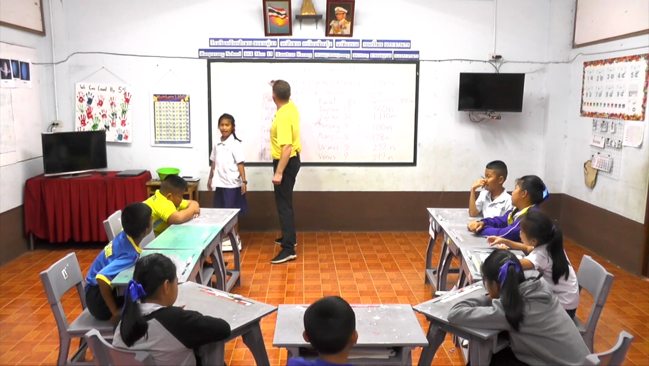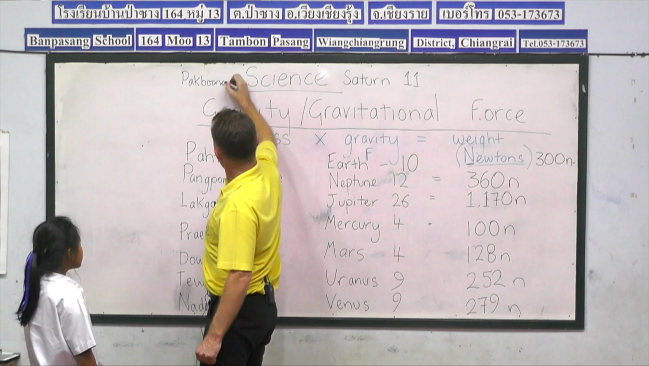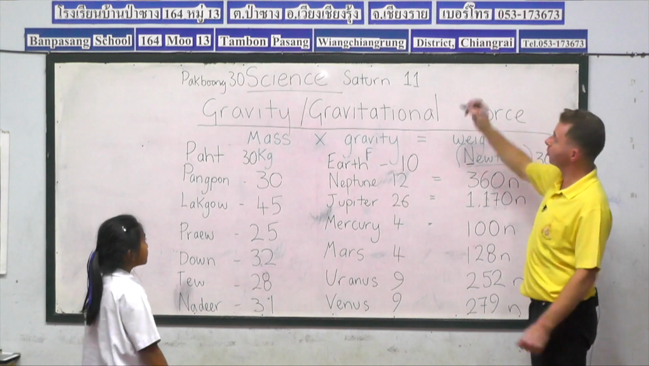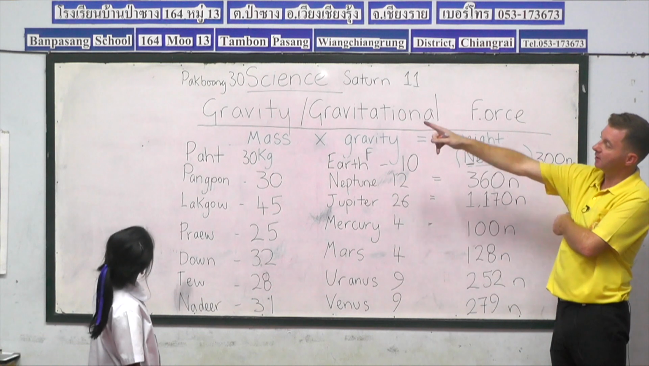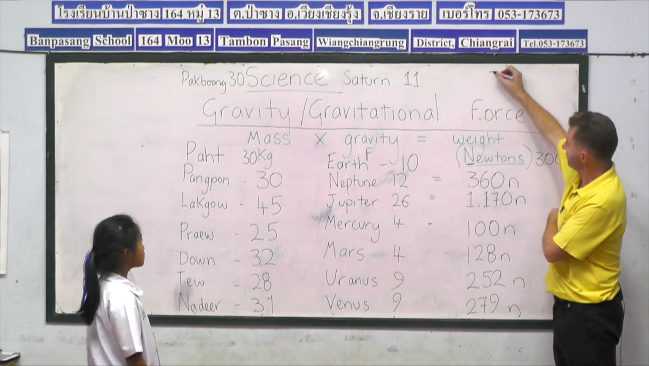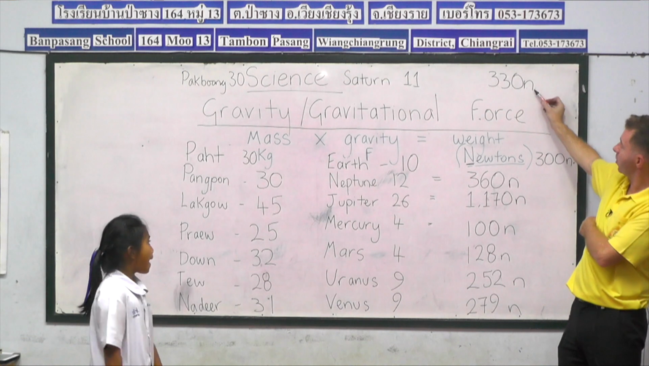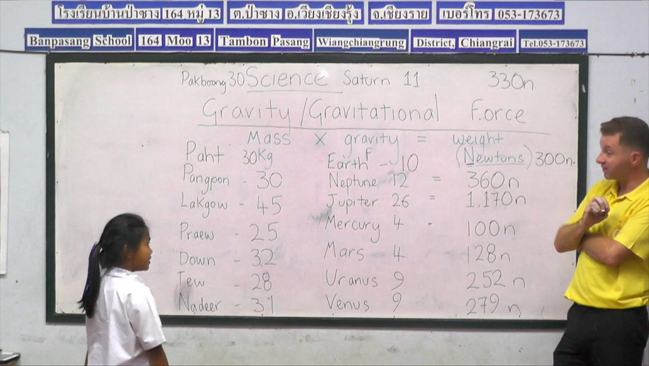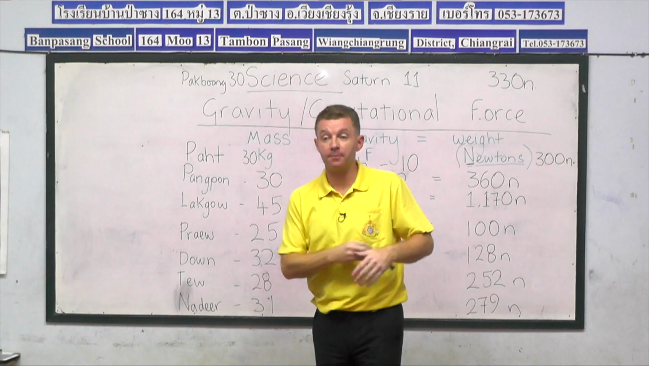So now, Pak Bung, can we find your weight in kilograms? 30. Okay. So Pak Bung, 30 kilograms of mass. But on Saturn, what would Pak Bung's weight in newtons be? A gravitational force of 11 and 30 kilograms. 330 newtons. Okay? So Pak Bung, what is your weight in newtons on Saturn? 330. Excellent. Very well done. Okay, so big round of applause for Pak Bung.